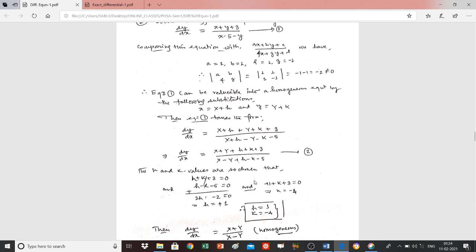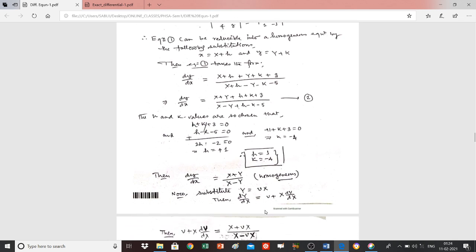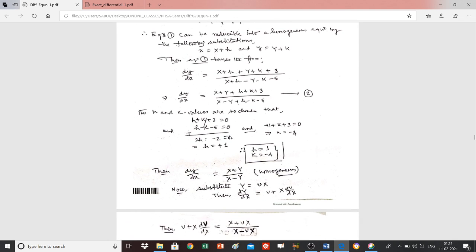As already discussed, the values of h and k should be chosen in such a manner that this term and this term become 0. So you can write from here that h plus k plus 3 is equal to 0, and h minus k minus 5 is equal to 0. Just solve these two equations and you can easily find that h is equal to plus 1. Substituting h in any one of these equations gives k is equal to minus 4. So the values are h is equal to 1 and k is equal to minus 4. This is the process in which you can choose the values of h and k.